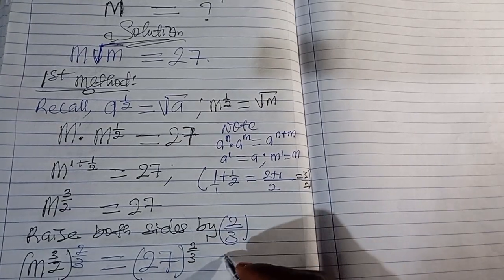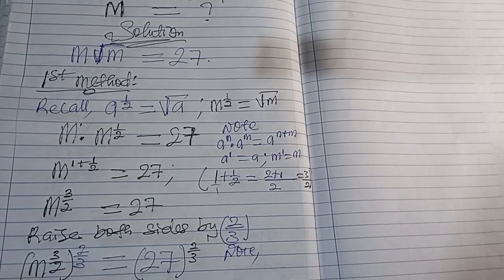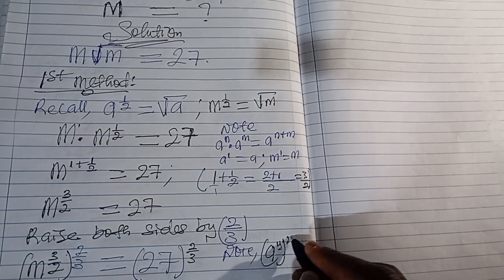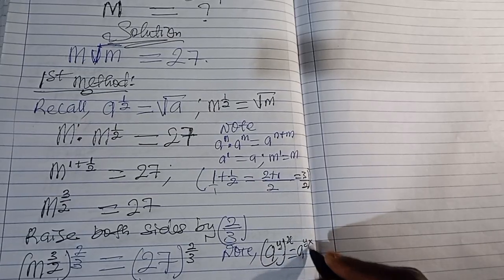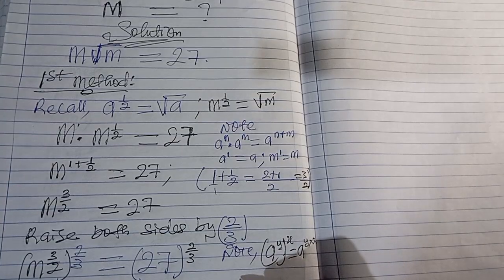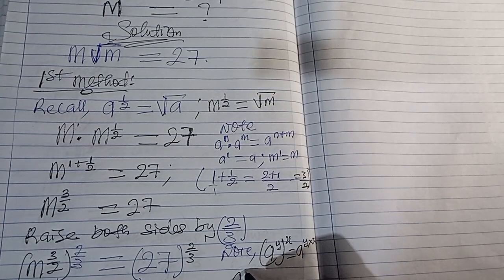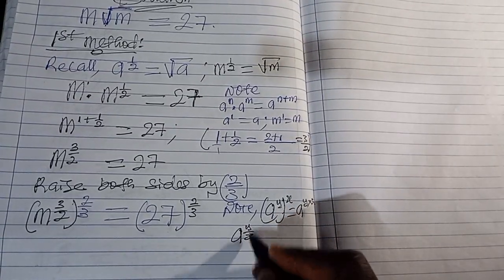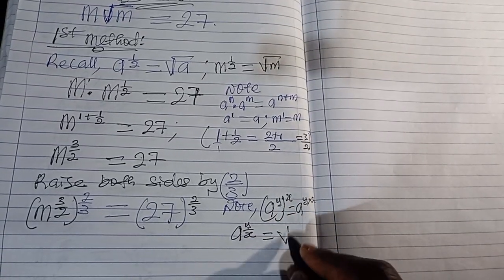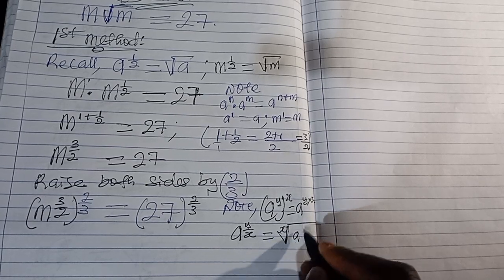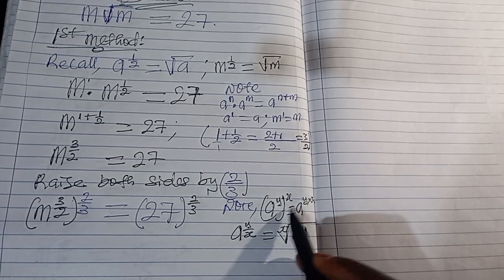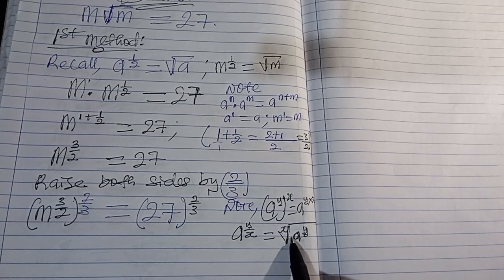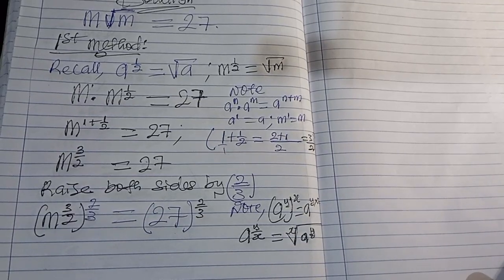Now recall, when you have a raised to power y, all raised to power x is the same as a raised to power y times x. Okay? And also, when you have a raised to power y over x, it is the same as the x root of a raised to power y. Okay? We are going to apply this one here in order to find m. Then here we will apply this one. We call this fractional index. Then this one is power rule.